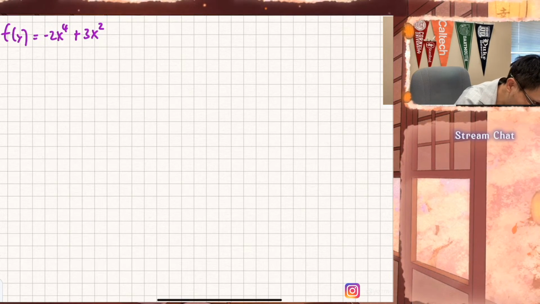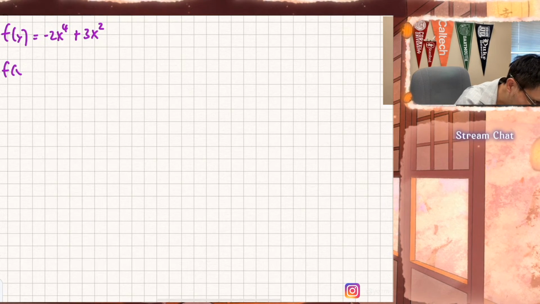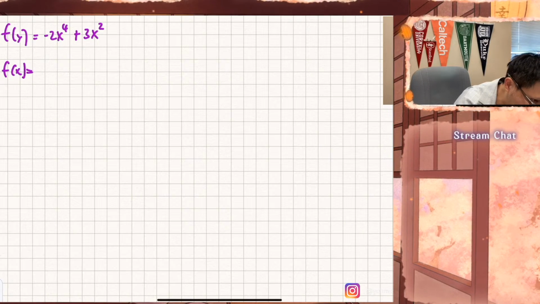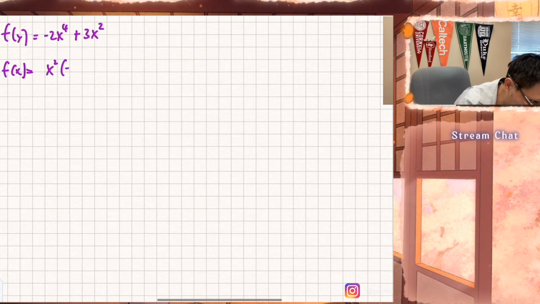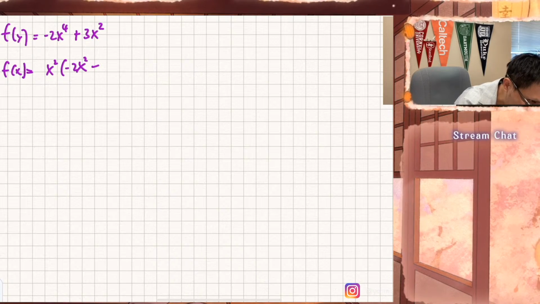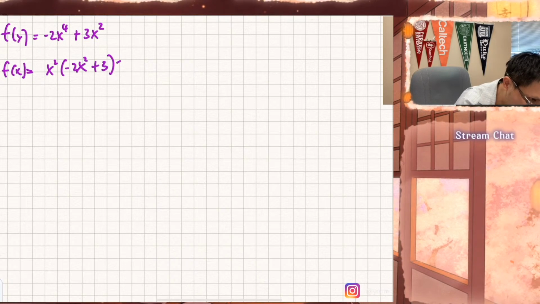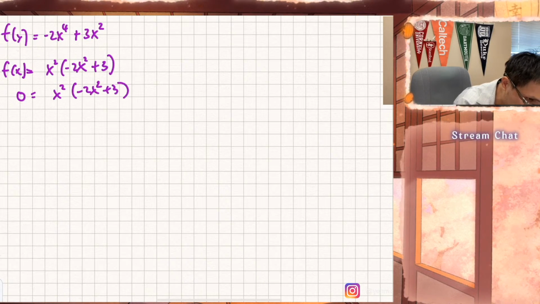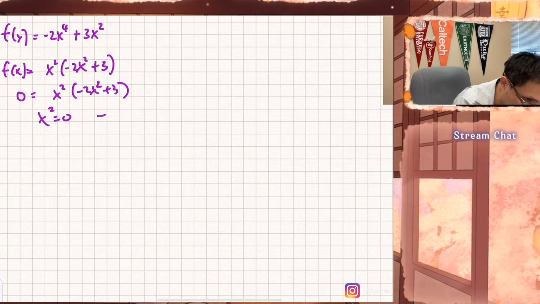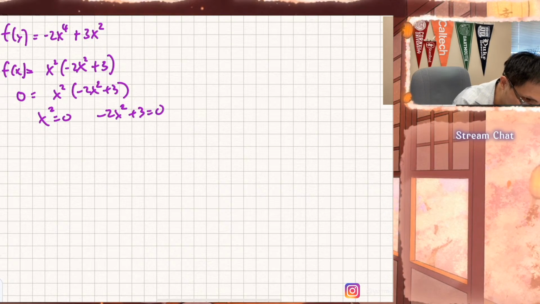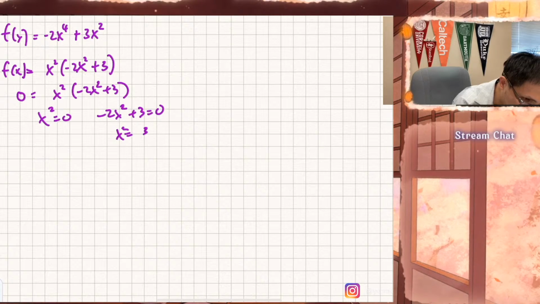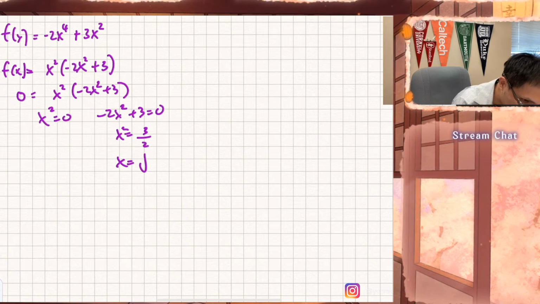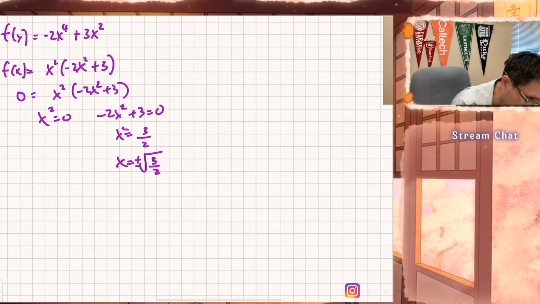I'm gonna take the original function. I'm gonna factor out an x squared, so that's gonna be negative 2x squared plus 3. And then I'll set it equal to 0. So x squared equal to 0, and negative 2x squared plus 3 equal to 0. x squared equal to 3 over 2. x equal to plus or minus the square root of 3 over 2.